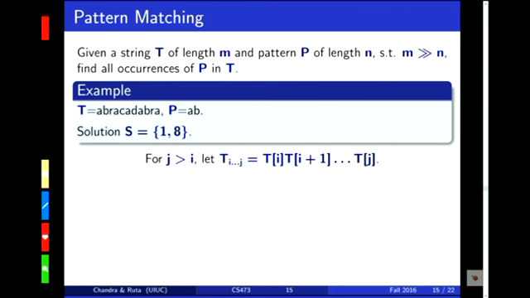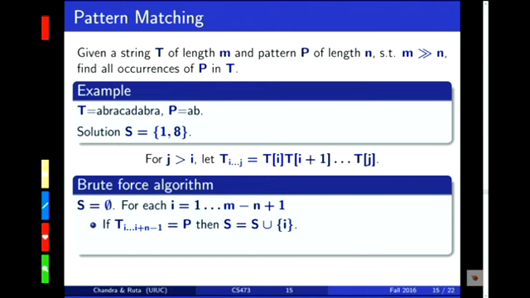No dynamic programming, no hashing, nothing, just comparison. Check every pattern for every index. Yeah, exactly. You go to every index and starting from there, check whether P is that substring of length n starting at that point. Right?